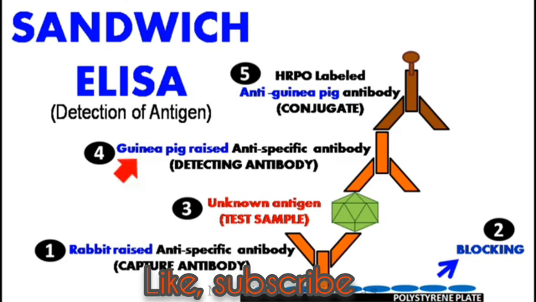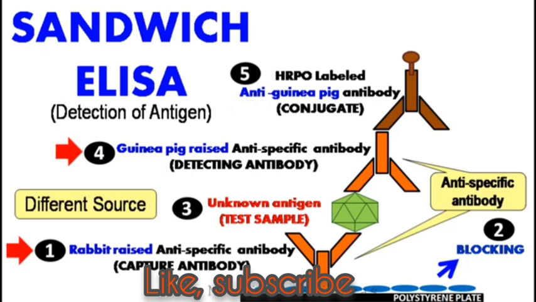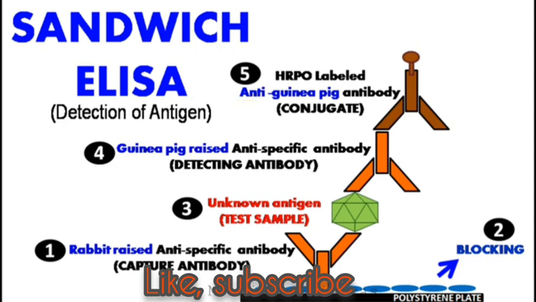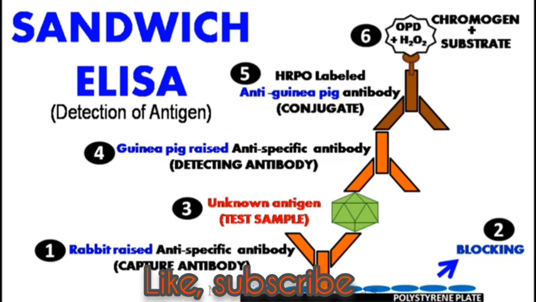Since the detecting primary antibody is from guinea pig source, a known HRPO-labeled anti-guinea pig secondary antibody is used. So these two primary antibodies are antigen-specific, but from different source, and the secondary antibody conjugate is species-specific. Following addition of this conjugated secondary antibody, subsequently, substrate plus chromogen mixture is added. This mixture, due to catalytic reaction mediated by this HRPO enzyme, turns the colorless OPD chromogen to color.